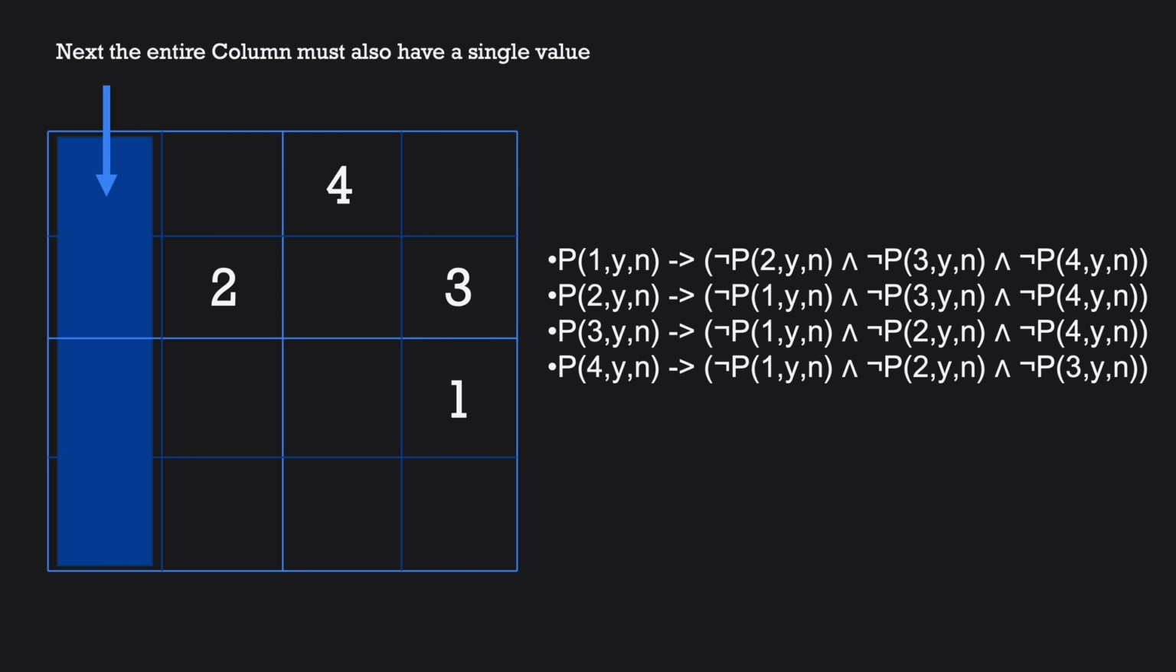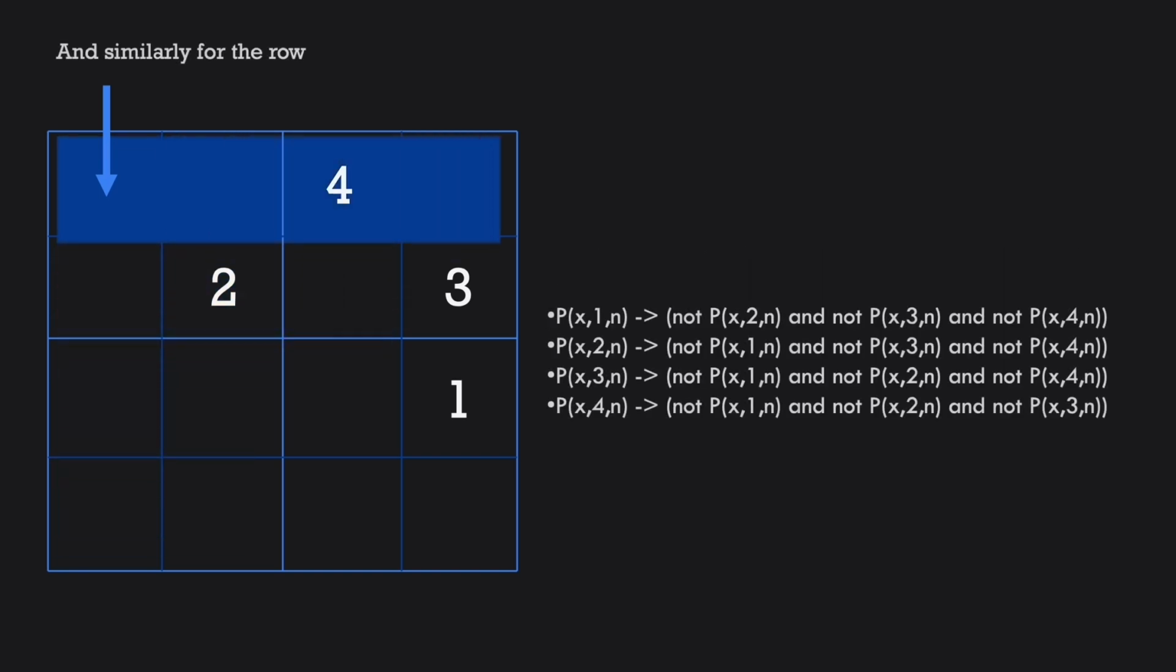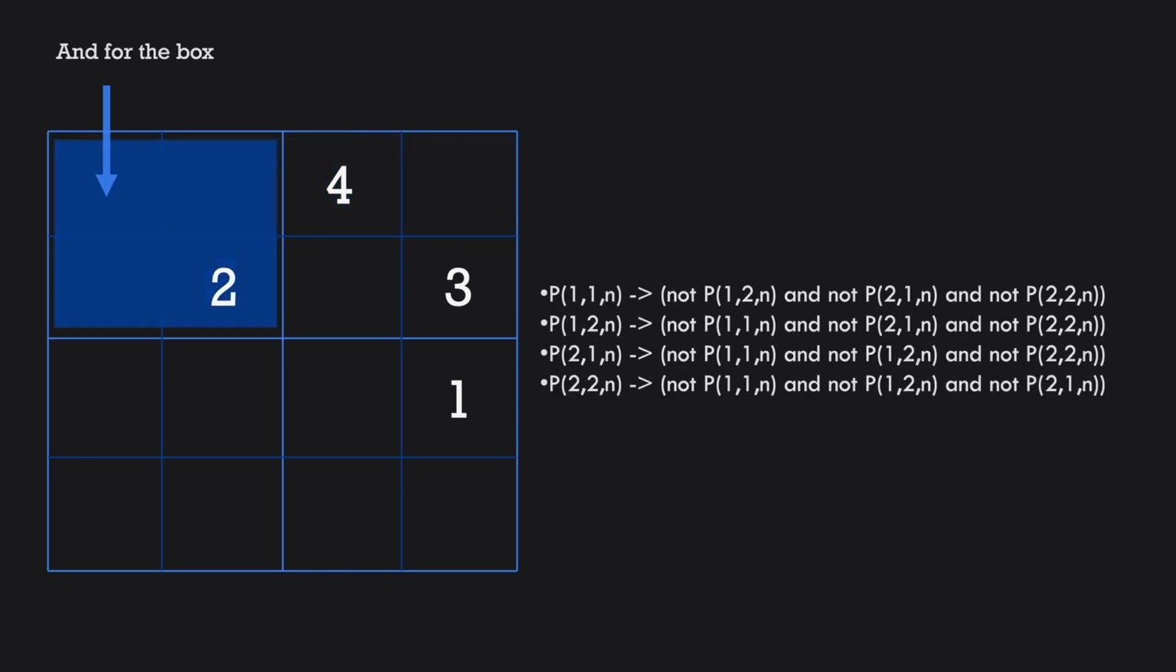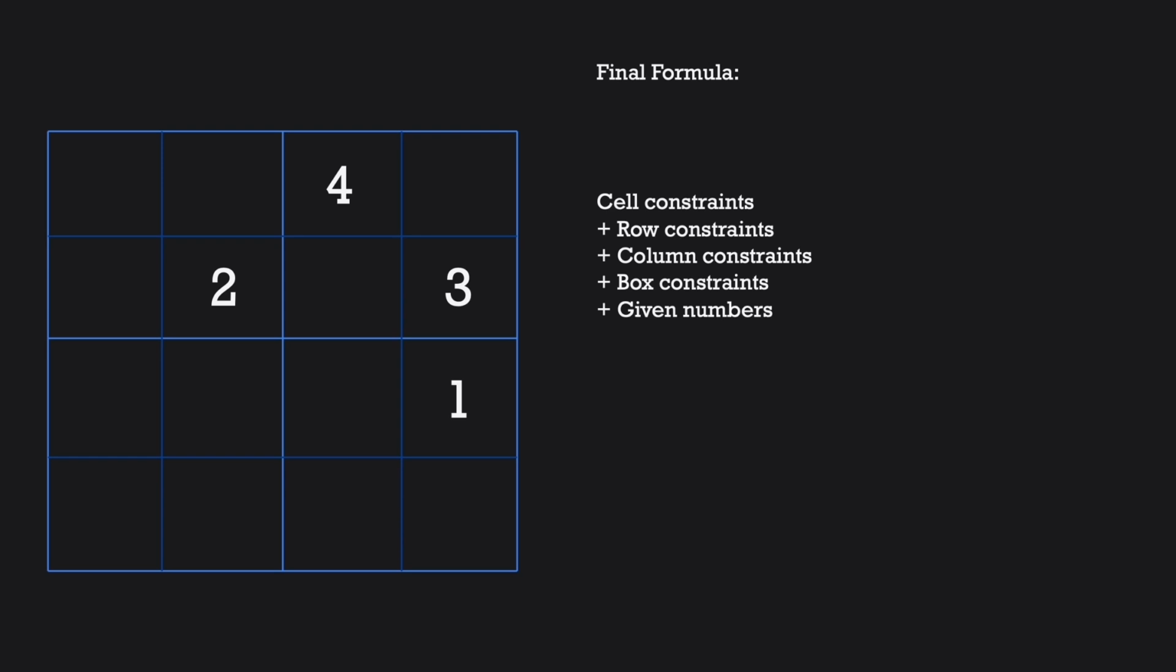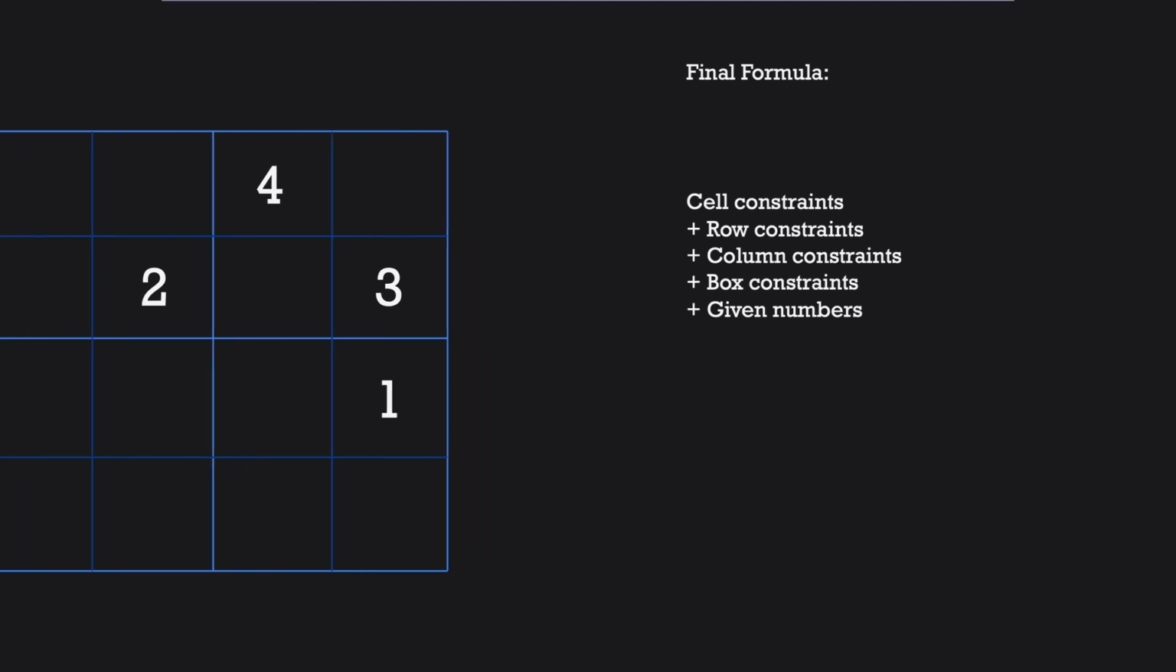Next, we also have to check the entire column, to see that it only has one value per column, so it needs to be 1, 2, 3, 4 per column. So we check that. And then the same thing with the rows. And then also for the boxes. And then the final formula is the cell constraints plus the row constraints plus the column constraints plus the box constraints. And then lastly, the given numbers that we got. So the 1, 2, 3, and 4 that you see on the screen.